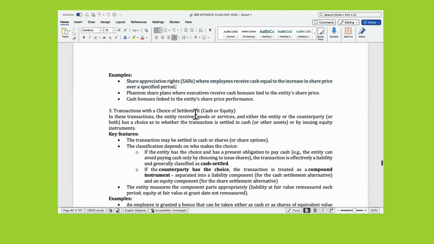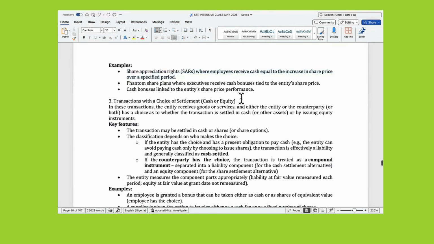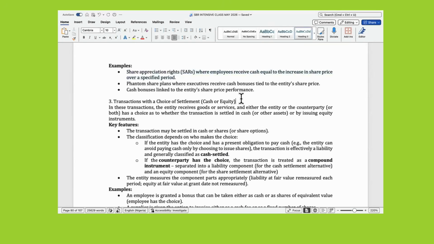And the third one is transactions with a choice of settlement, which is cash or equity. And in this transaction, the entity receives goods or services, and either the entity or the counterparty or the two of them have a choice as to whether the transaction is settled in cash or by issuing an equity instrument.